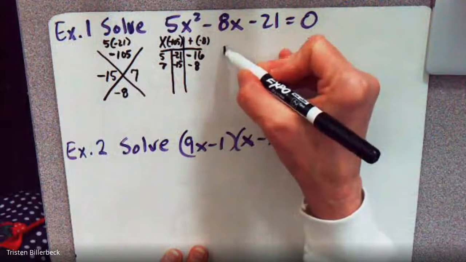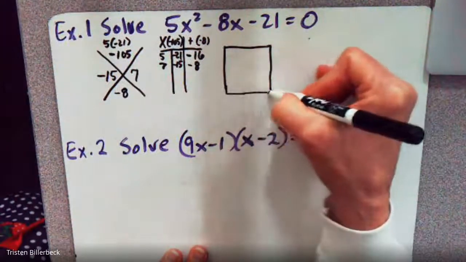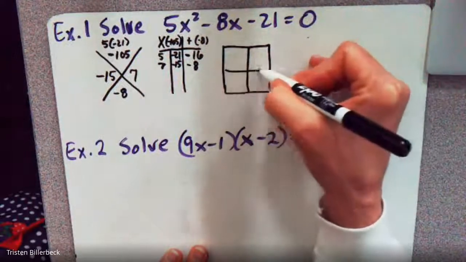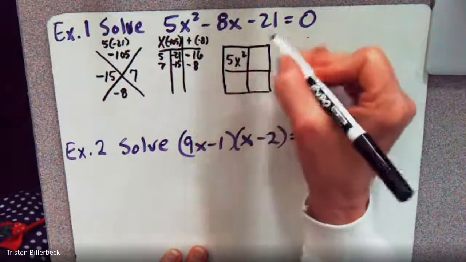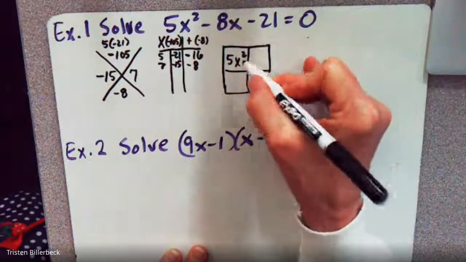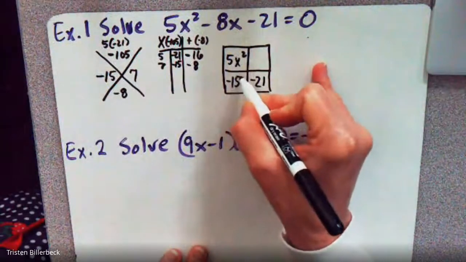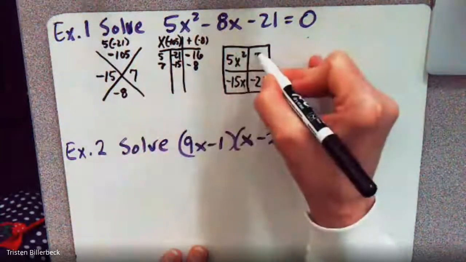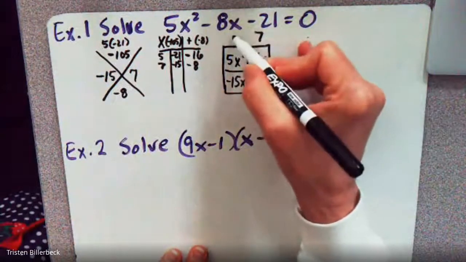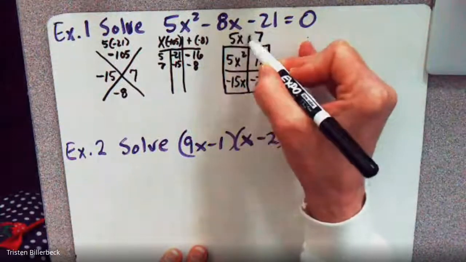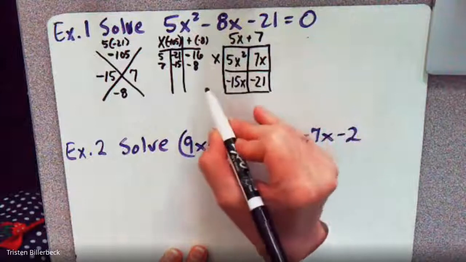So let's do our box. First term goes in here, 5x squared. Last term, negative 21 right here. Then we do one diagonal, negative 15x. The second one is 7x. So our greatest common factor is 7. Here it's 5x. Here we just have an x. And then here we have a negative 3.